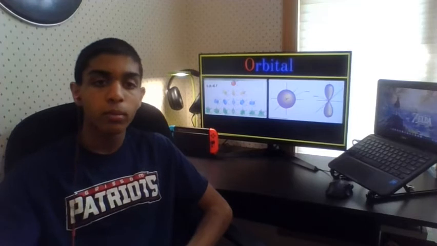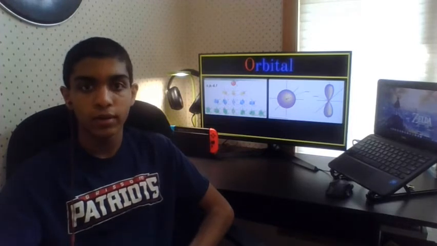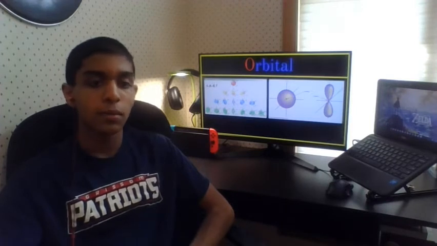Orbital. An orbital is a region of space in an atom where there is a 90% probability of finding an electron. The closer to the nucleus, the greater chance of finding electrons. There are 4 types of orbitals, commonly known as S, P, D, and F. Each orbital contains a maximum of 2 electrons, each with an opposite spin.